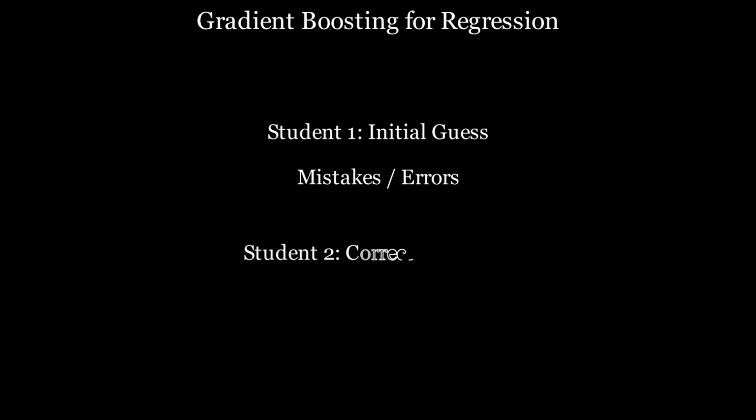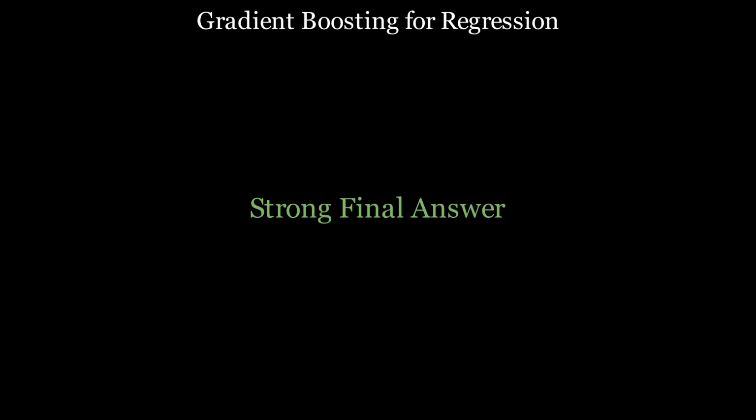A third student then looks at the second student's corrections and corrects any remaining mistakes. This continues, with each new student focusing on the errors left by the team before them. By combining all these focused corrections, the team's final answer becomes incredibly accurate. Gradient boosting works in the same way, but with simple models, usually decision trees, which we call weak learners.